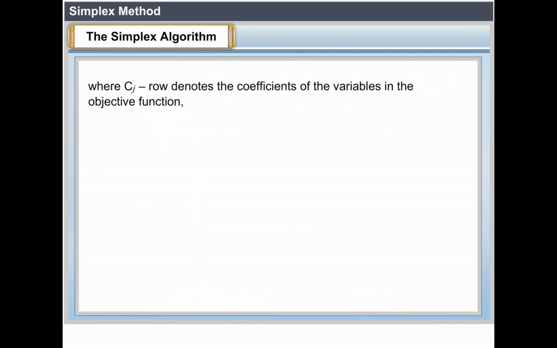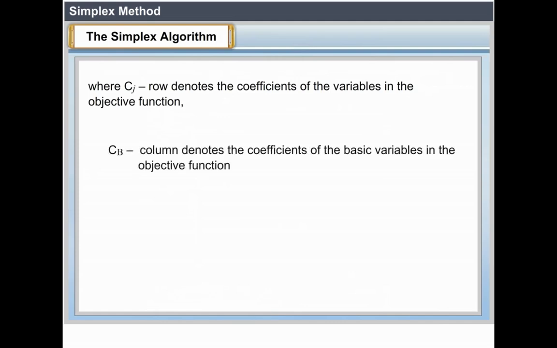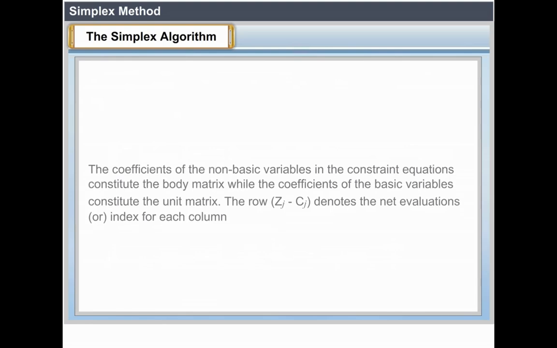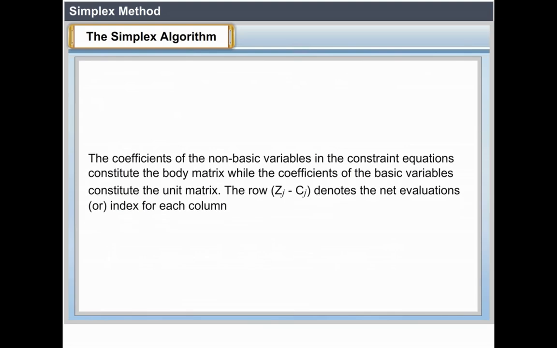Where Cj row denotes the coefficients of the variables in the objective function, Cb column denotes the coefficients of the basic variables in the objective function, Yb column denotes the basic variables, Xb column denotes the values of the basic variables. The coefficients of the non-basic variables in the constraint equations constitute the body matrix, while the coefficients of the basic variables constitute the unit matrix. The row Zj minus Cj denotes the net evaluations or index for each column.